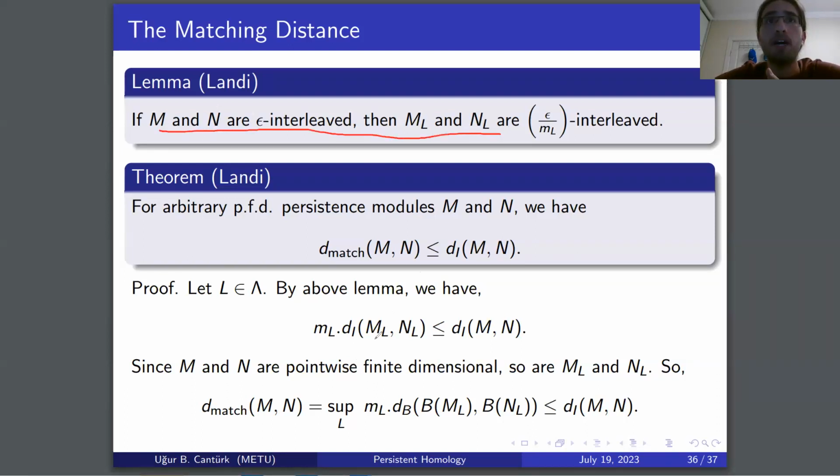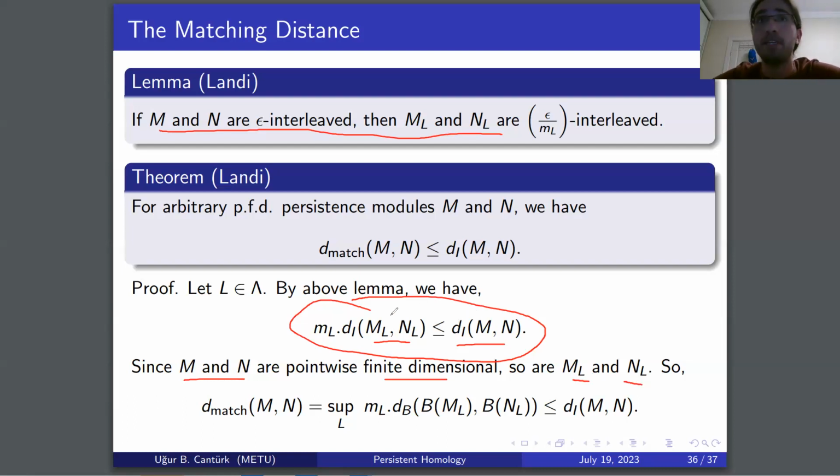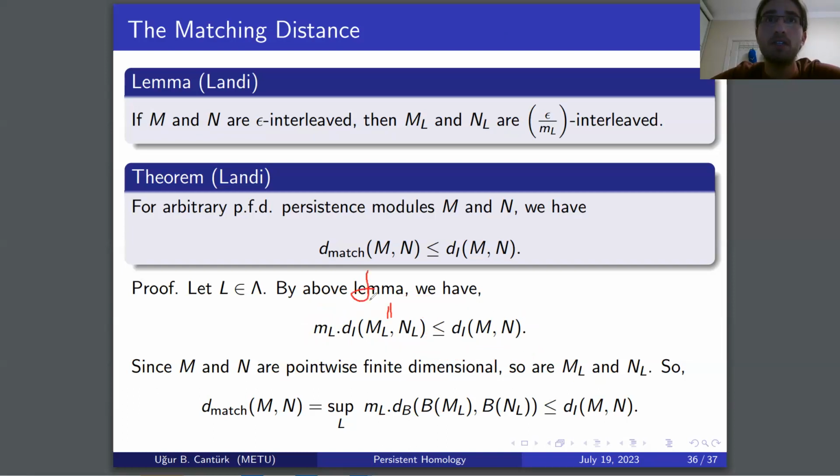From the above lemma, this says that m_L times d_I of the restricted ones, the interleaving distance, will be smaller than or equal to the interleaving distance of the n-parameter persistence modules. Here we know that M and N are pointwise finite dimensional, so M_L and N_L are pointwise finite dimensional, and they are the one-parameter case. So instead of this d_I, I can just write the corresponding bottleneck distance, right?